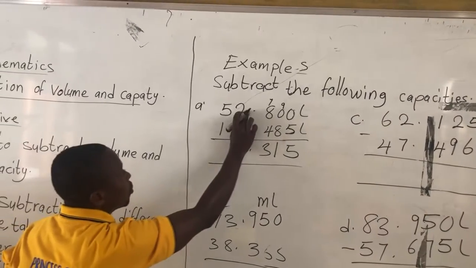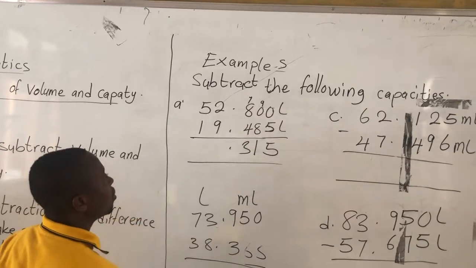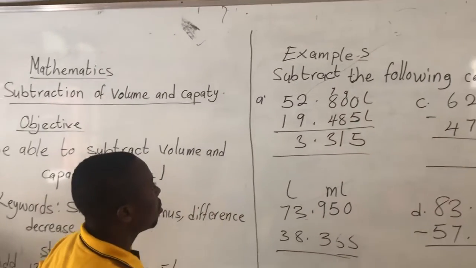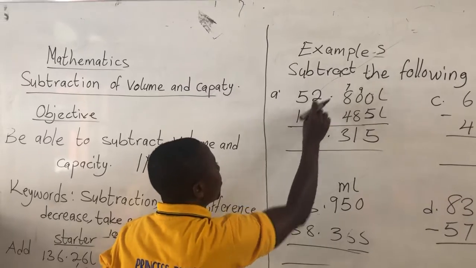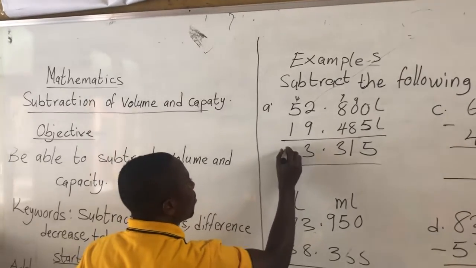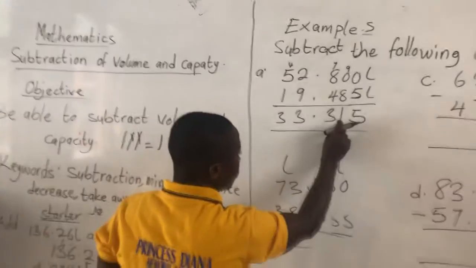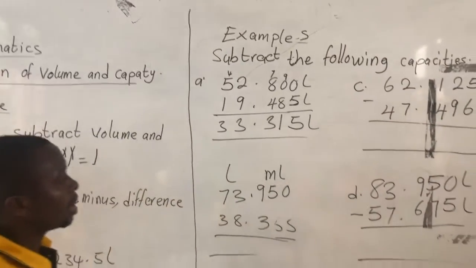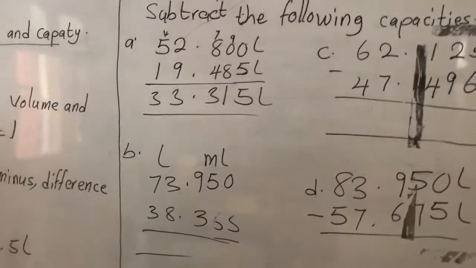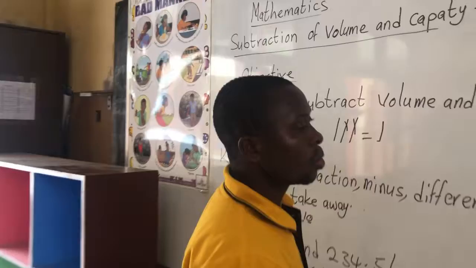Now we have 2 minus 9 cannot. So we borrow 1 from here to this, making 12. So 12 minus 9 will give us 3. Now this place is left with 4. 4 minus 1 will give us 3. So we have 33.315 liters. Let's continue with the B. We are still on subtraction.